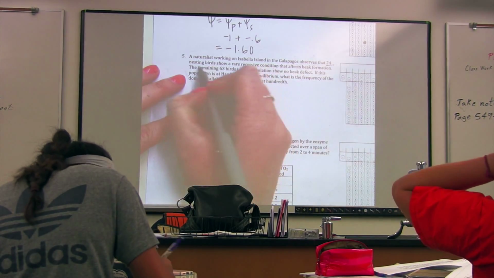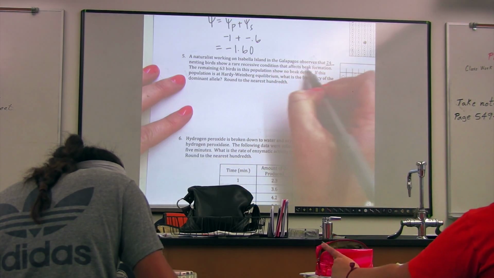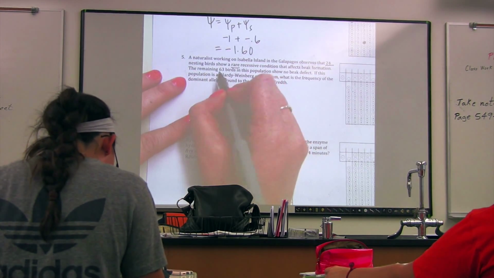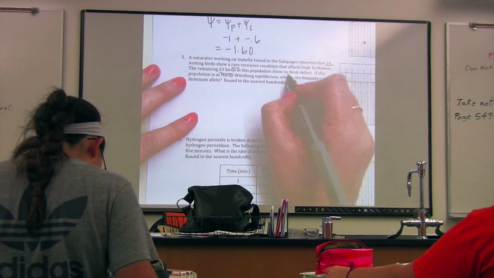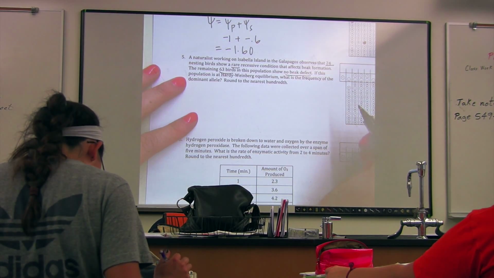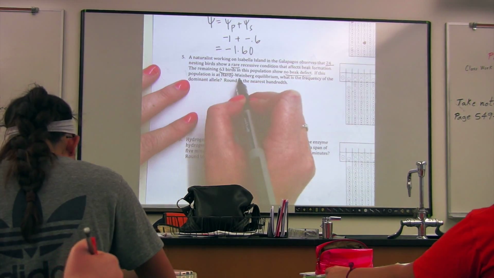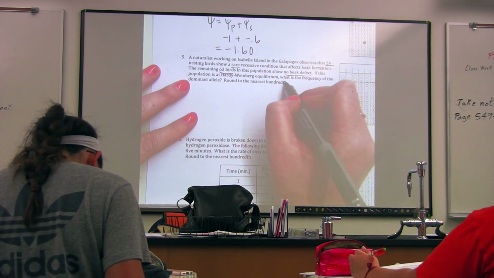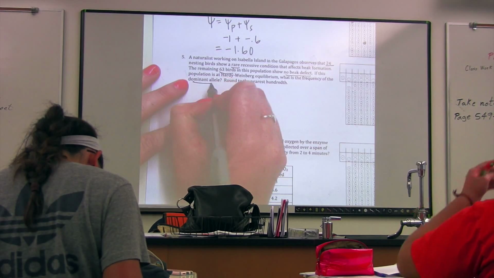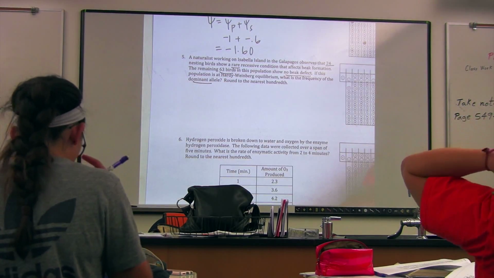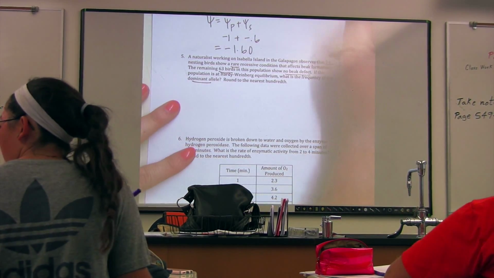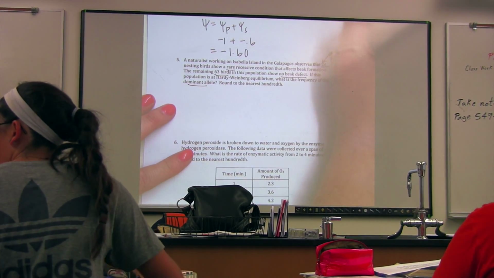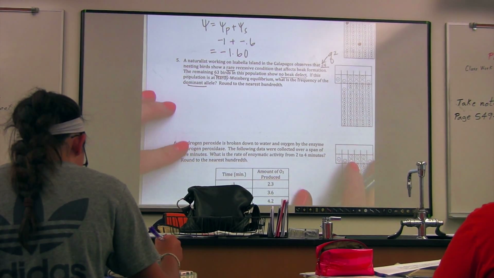Okay, observe that 24 nesting birds show a rare recessive condition that affects beak formation. That's rare. The remaining 63 birds in this population show no beak defect. They're normal. If this population is in Hardy Weinberg, no change. What is the frequency of the dominant allele? So I know some stuff. What's the stuff I know about this guy? Recessive. This wants to be q squared. It's not there yet, but it's going to be.